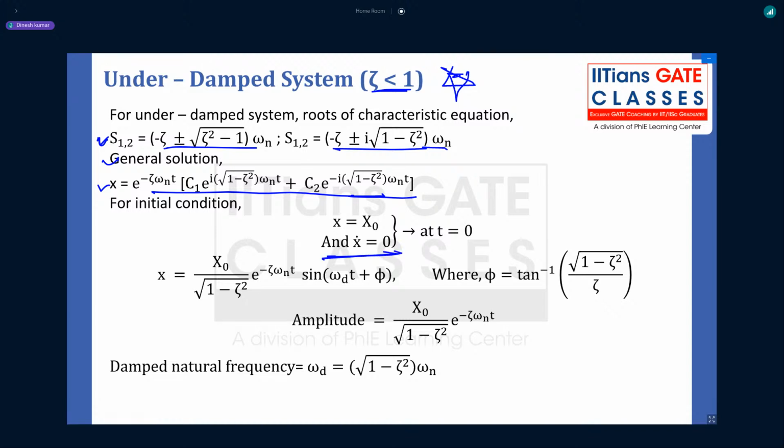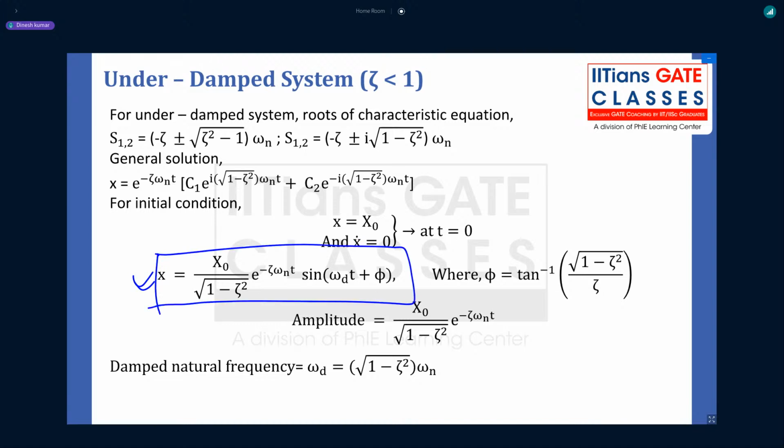And when you have this initial condition where initial displacement is non-zero and velocity is 0, the response is given by this equation. Now guys, if you see, this equation has a sinusoidal term, so the motion will be oscillatory. In this equation, this is known as the amplitude of vibration. Now if you see the amplitude of vibration, it is exponential.